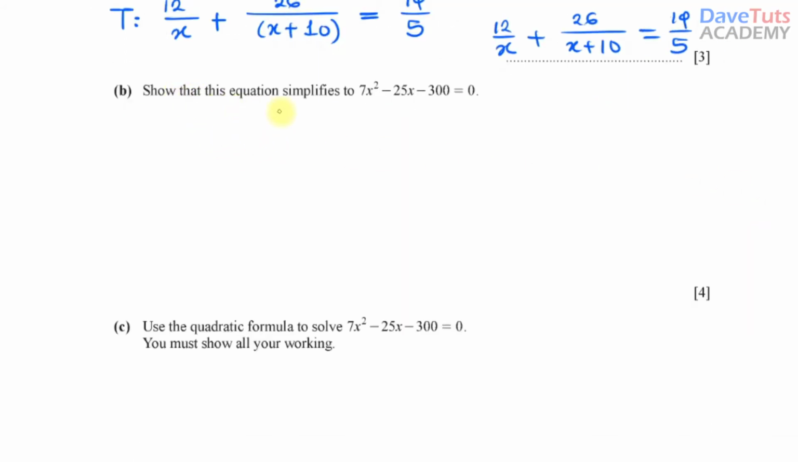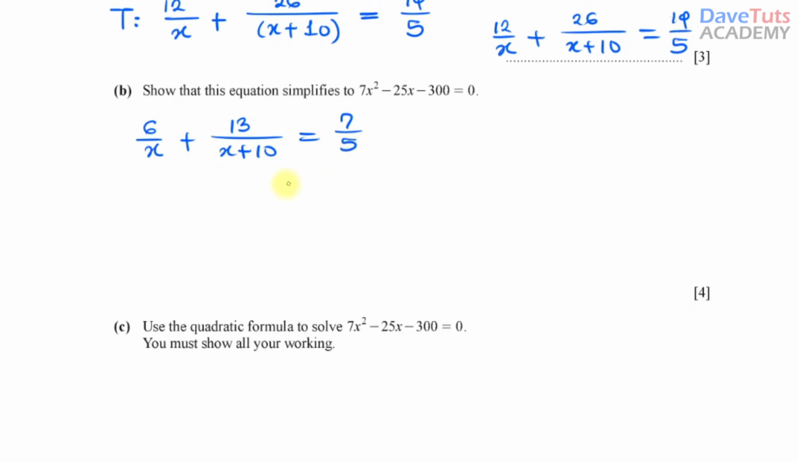So here we have to show that this equation simplifies to 7x squared. Okay, so we are just to go ahead to simplify this. So if you look at this, you can see that 12, 26, and 14, 2 is common to all of them. So if we are to divide all through by 2, we are going to have 6 over x plus 13 over x plus 10 is equal to 7 over 5. So this is what we have.